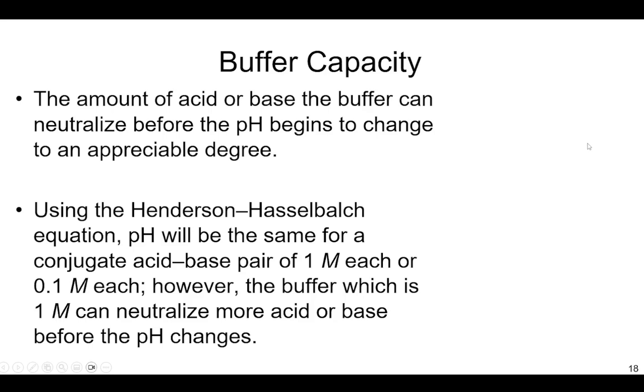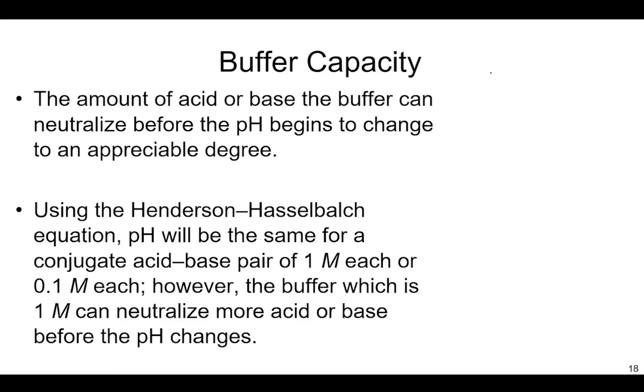All right, in this lecture, we're going to talk about buffer capacity, pH range, and what happens when you add an acid or base to a buffer. In the last lecture, we talked about the definition of a buffer and what it is. So if you're still unfamiliar with buffers, please go back and watch that video and make sure you understand everything. Now, we'll start today with the concept of buffer capacity.